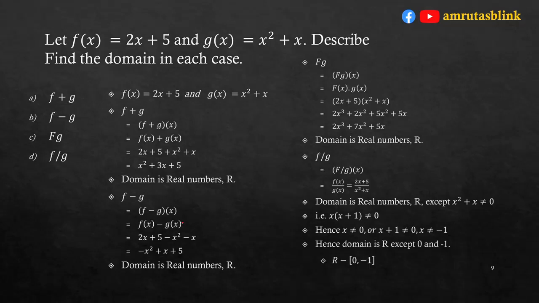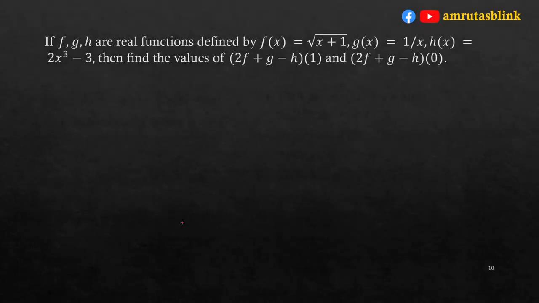So we can write the domain as R minus {0, -1}. Moving to next problem. If f, g and h are real functions defined by f of x is equal to under root x plus 1, g of x is equal to 1 by x, h of x is equal to 2x cube minus 3, then find the values of (2f plus g minus h) of 1 and (2f plus g minus h) of 0.